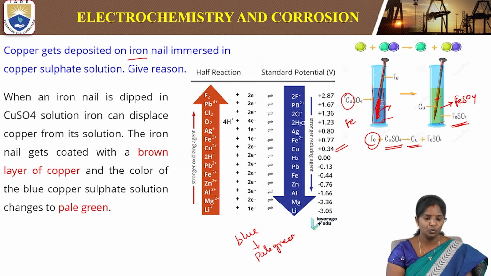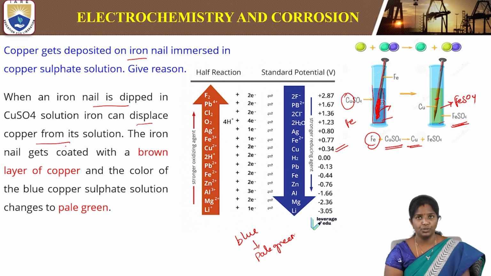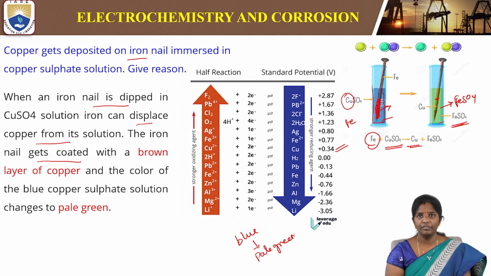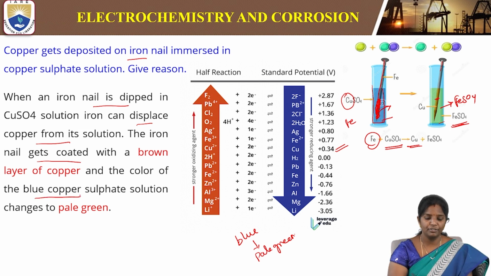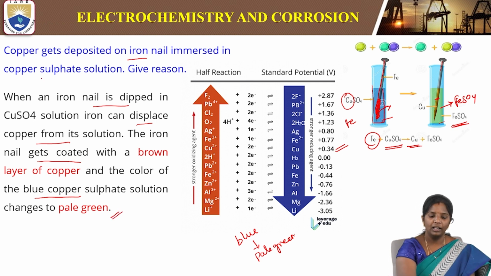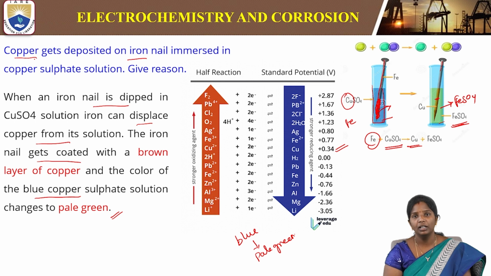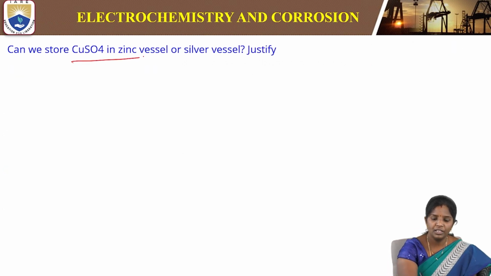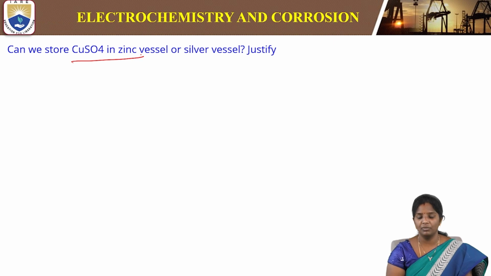So whenever a nail is dipped in copper sulfate solution, iron can displace the copper from its solution. So the iron nail gets coated with a brown layer of copper and the color of the copper sulfate turns pale green. So this is how the reaction takes place between the iron nail and the copper sulfate solution in the beaker.